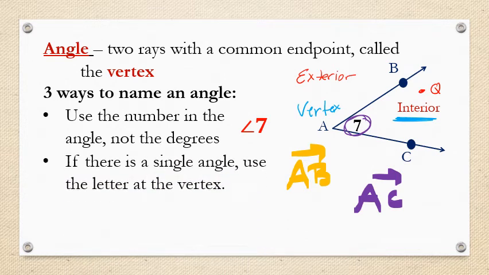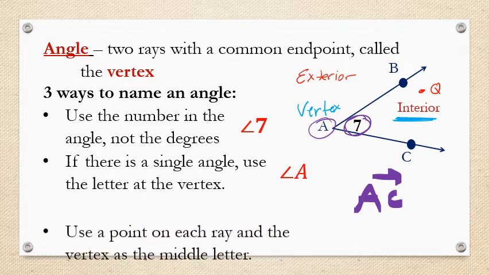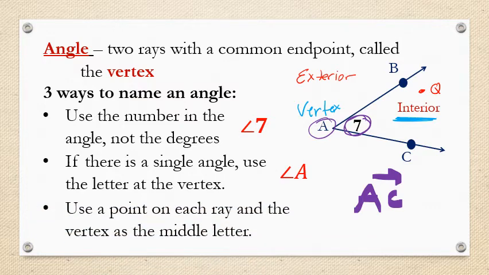The second way to name an angle is if there's only one angle at a vertex, you can use the letter that goes with that angle. So if I look right here, I have A, so I could also call this angle A. And last but not least, you can use a point on each ray. So looking at this picture, I have point B right here, point A is my vertex, and point C.